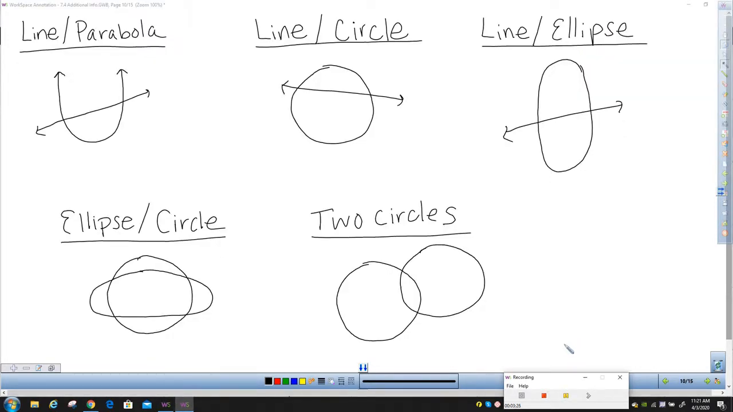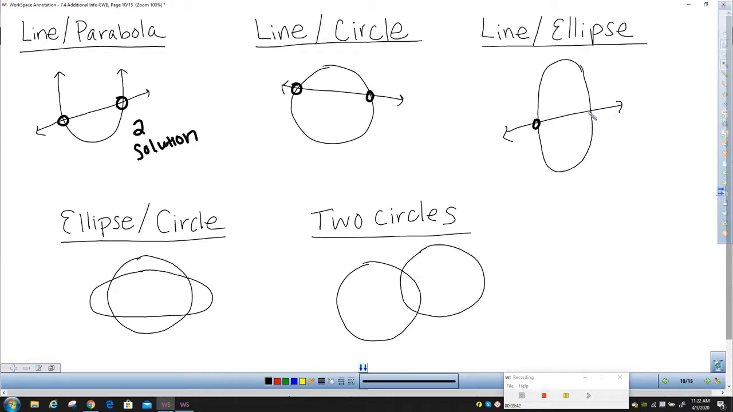So now I've drawn out some possibilities for what it could look like for a nonlinear system. There's other possibilities as well that I haven't shown. These are just a few. So we're going to think about like a line intersecting with a parabola. If it looks something like this, we would actually have two solutions since there's two intersection points. Over here, this line intersecting with a circle also has two solutions.